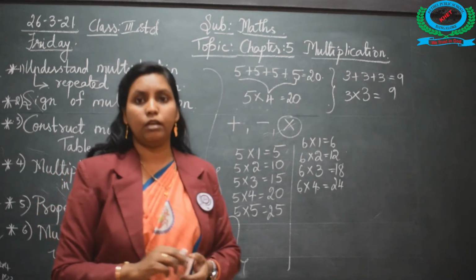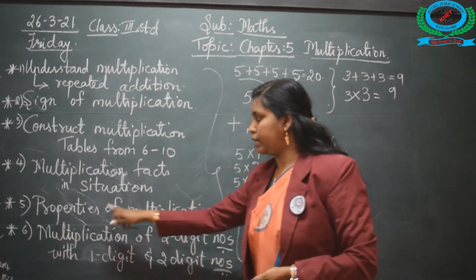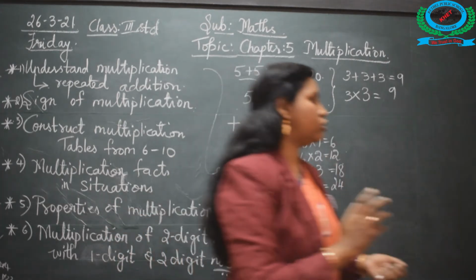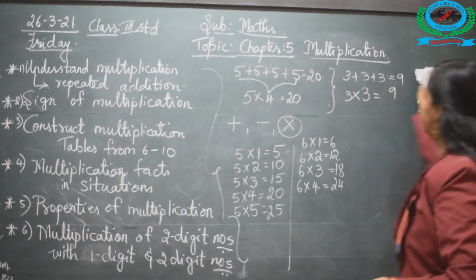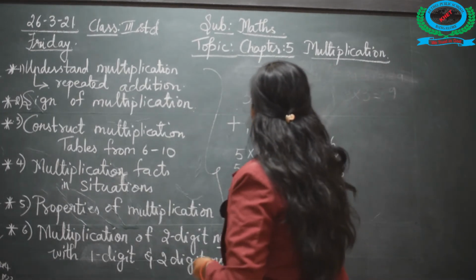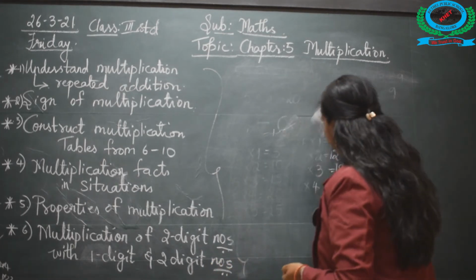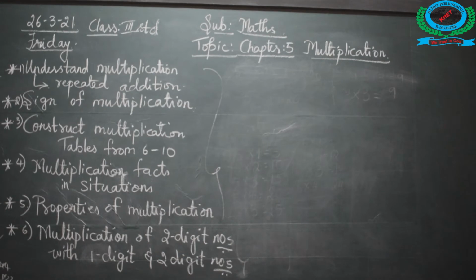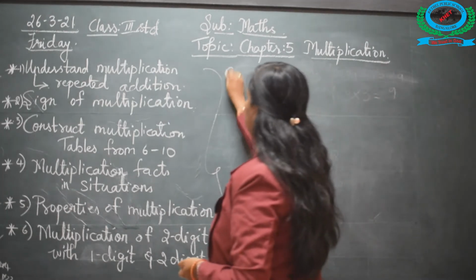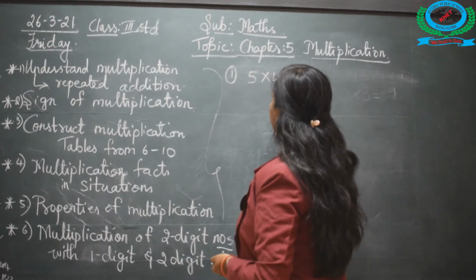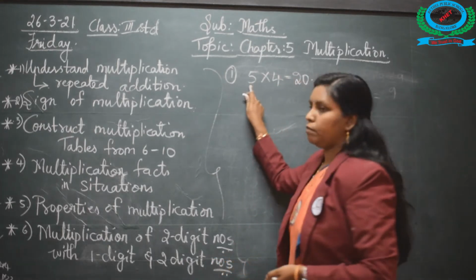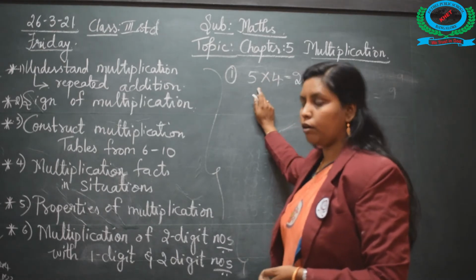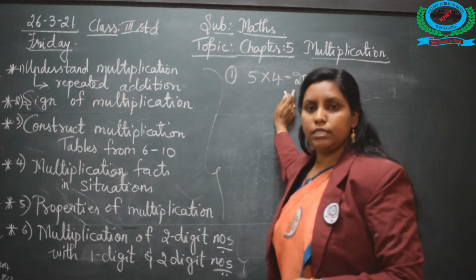Okay children, understood? Now we'll move on to the next unit, that is properties of multiplication. Okay. So what are the rules of multiplication here? So what are the rules of multiplication? First one, when you multiply a single digit number 5 into a single digit number, you get a 2-digit answer.